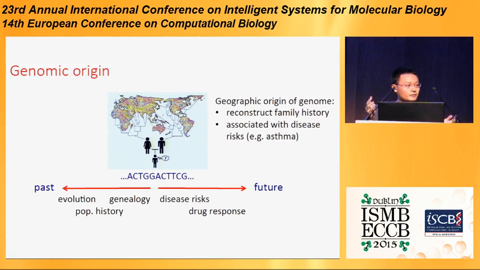Again, for example, if you're an African-American individual and you happen to have the African state in a particular locus in the genome, then that actually significantly increases your risk for diseases such as asthma. So having this geographic information of the genome is really a very important link between the past and the future of the individual.